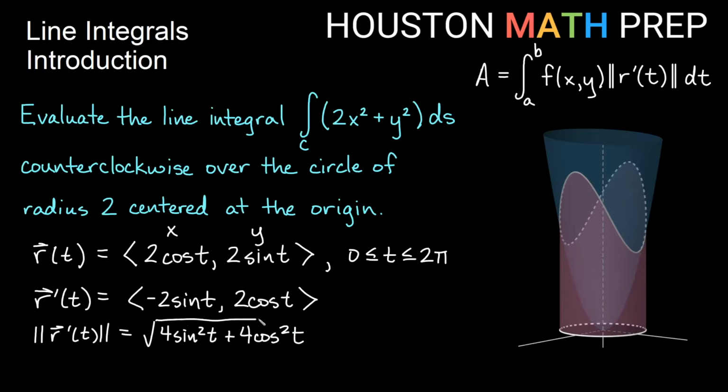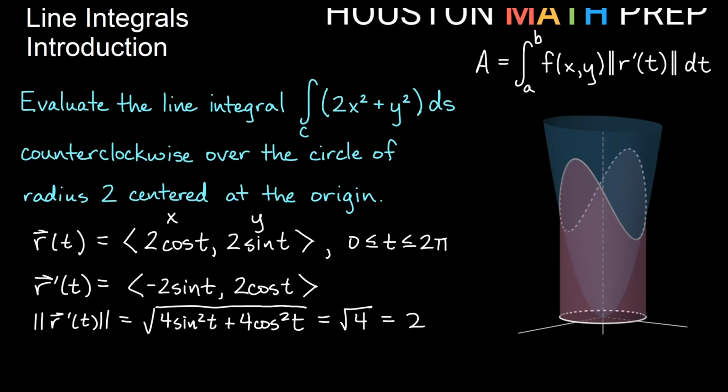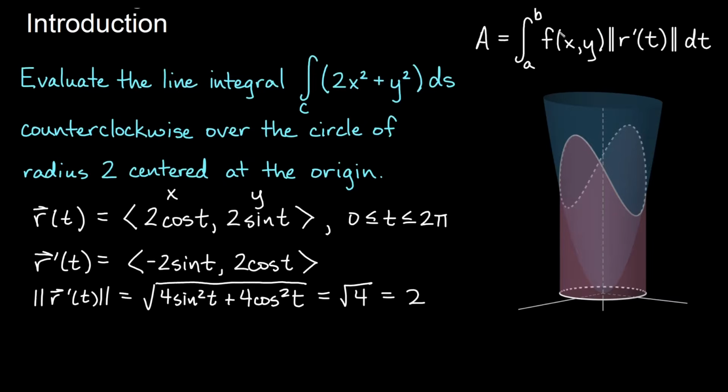And if I have the square root of all that, well, think about if you factored out a 4, you'd have 4 times sine squared t plus cosine squared t. And sine squared t plus cosine squared t is just 1, right? So this would actually just be the square root of 4, once you use the Pythagorean identity there. And so we get that the magnitude of r prime of t is actually just 2. Okay, so we have all of the things that we need to plug into our formula.